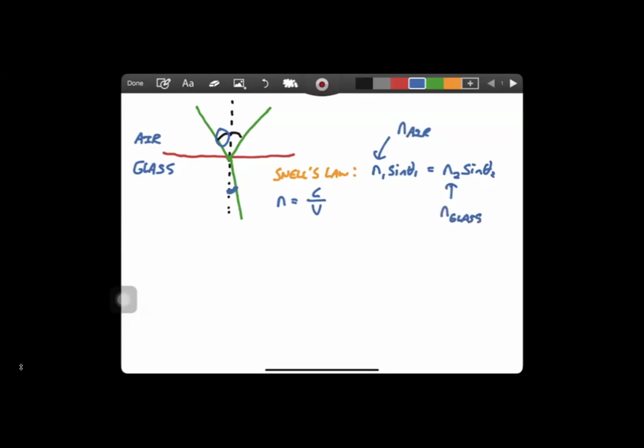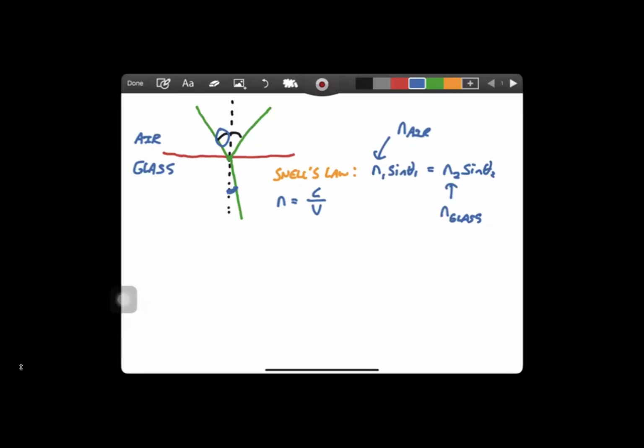And so when n2 is greater than n1, you have a slowing down electromagnetic wave, and the refraction bends the light ray closer to the perpendicular to the surface. If n2 is less than n1, that means there's a speeding up as it refracts, which means it bends away from the perpendicular to the surface.